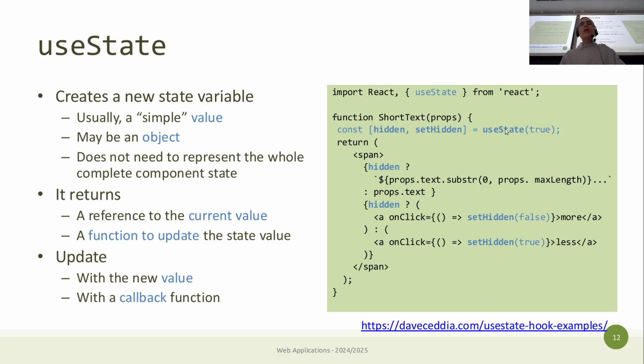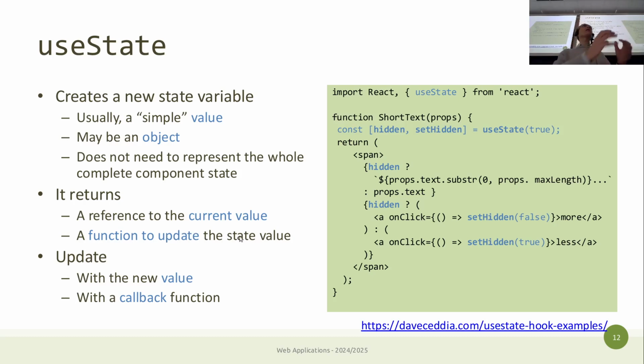What's the return value of useState? Actually, it returns two things. A reference to the current value, so it gives us something that is usable in our component to define what is rendered or to be passed as props to other children components. And in addition, also a function that needs to be called when we want to update that state value.